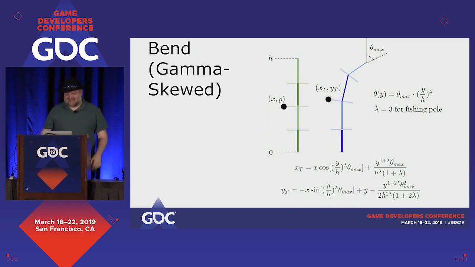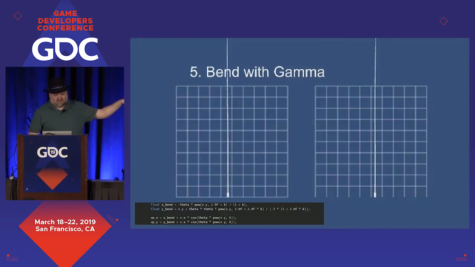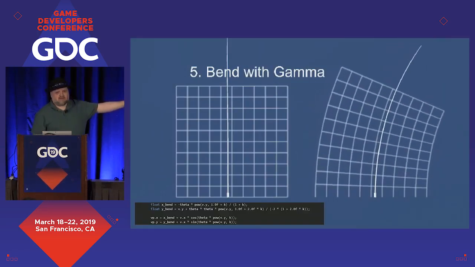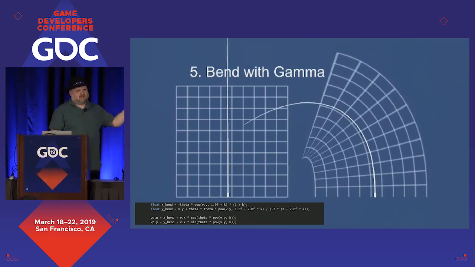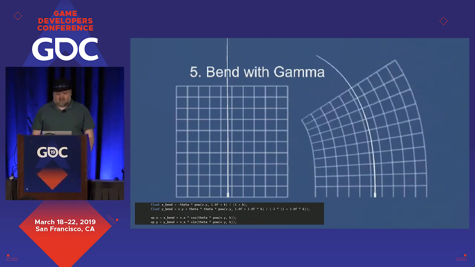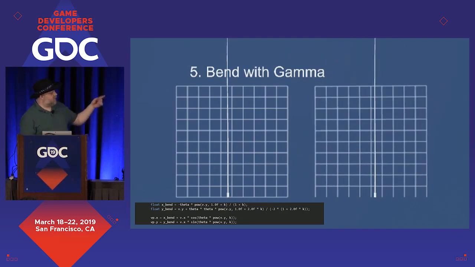Then you'll notice that that's kind of the effect it has. So this math does not look very friendly. However, it's still only those two lines in the shader. When you actually go and implement it, it's really simple operations. So here's an example with a fishing pole.